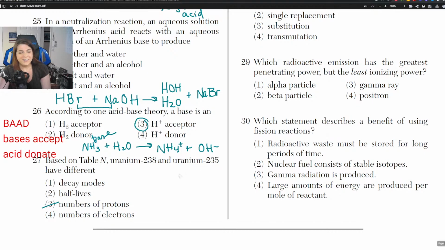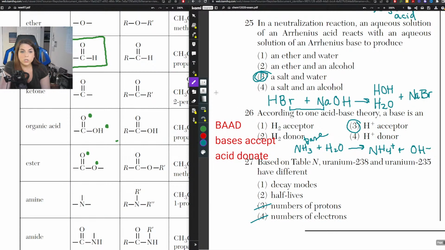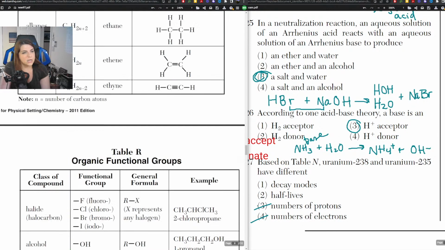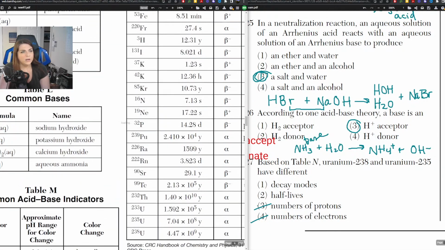Uranium also has 92 electrons because it's uranium and it's an atom. If it wasn't an atom, it would have to have some type of charge. Obviously, then it would be an ion. Now, my guess is that they have different half-lives in the same decay mode, but because I'm not that great at nuclear, I'm going to go look it up on table N. I'm good at nuclear. I just don't have this kind of stuff memorized.